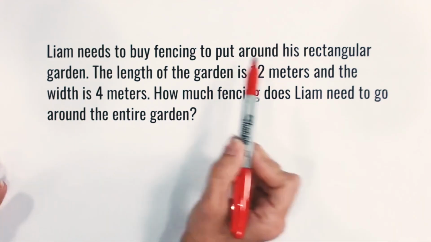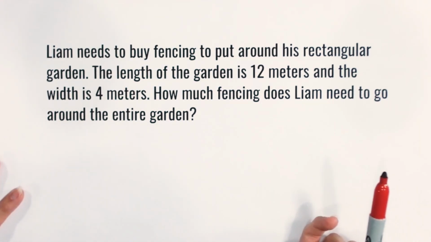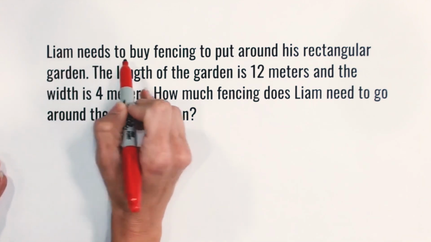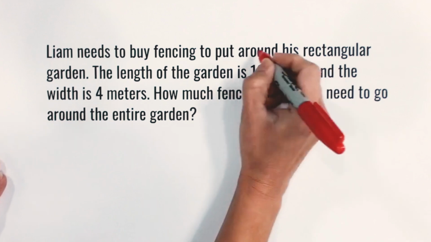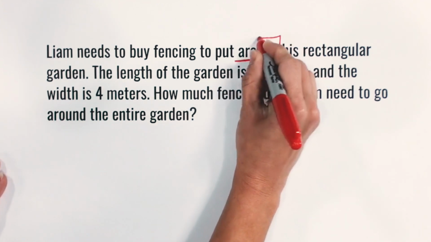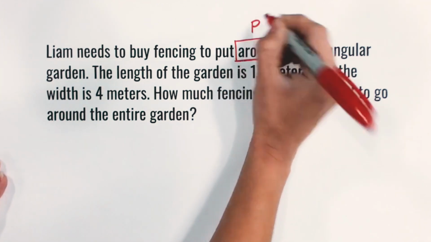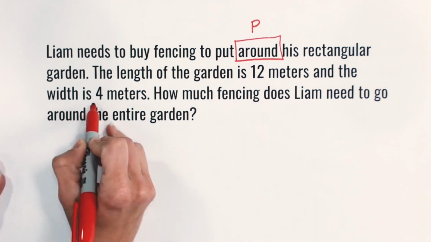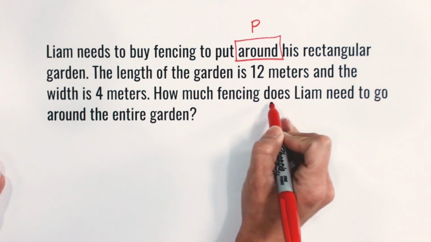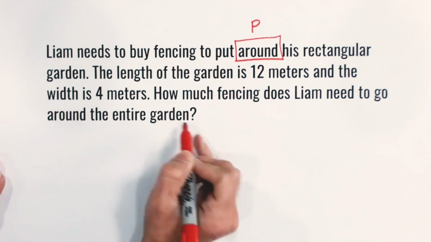In this example, we have a word problem where we're going to be using perimeter. It says Liam needs to buy fencing to put around his rectangular garden. So there's a key word for us, around, because that means perimeter. The length of the garden is 12 meters, and the width is 4 meters. How much fencing does Liam need to go around the entire garden?